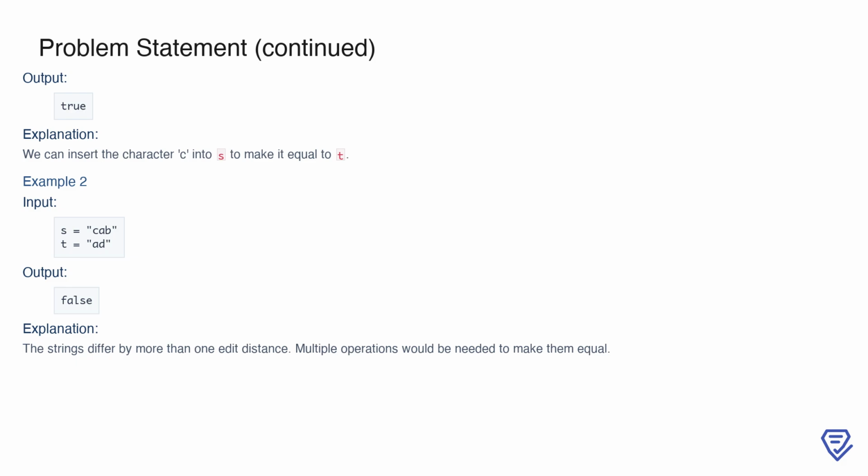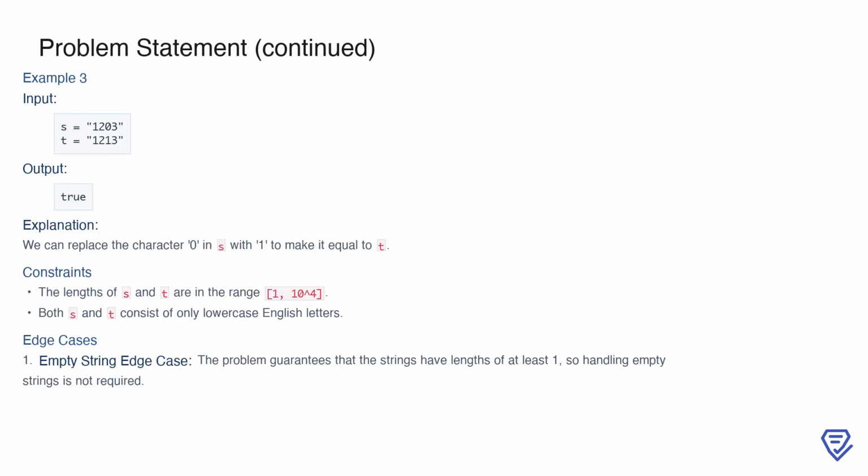Now, in the third example, S is 1203 and T is 1213. Here, we can see that the strings differ by only one character. By replacing the 0 in S with 1, the two strings become identical. Since this transformation requires exactly one edit, the output is true.